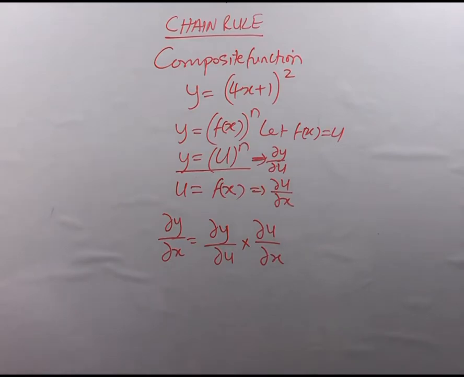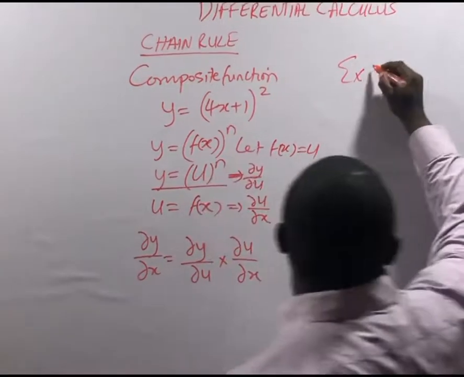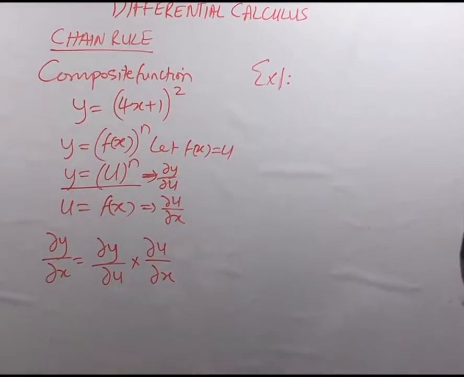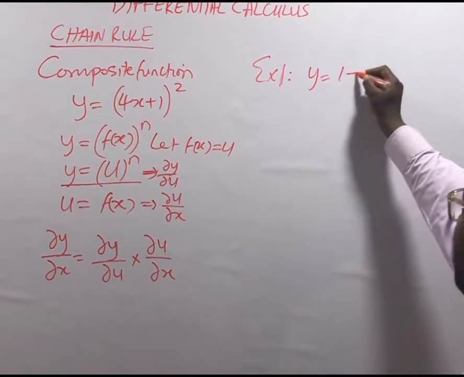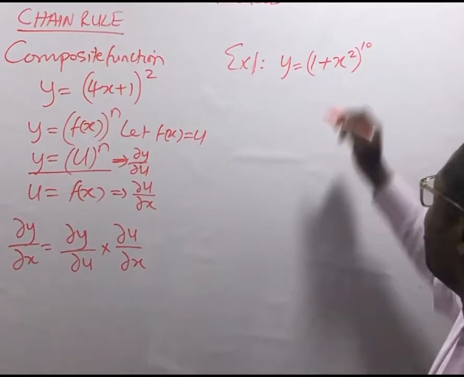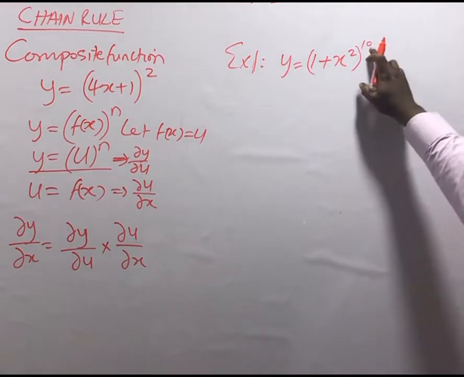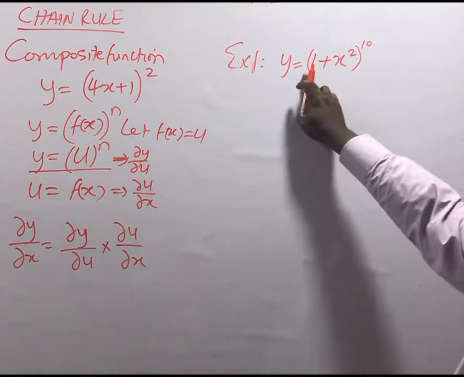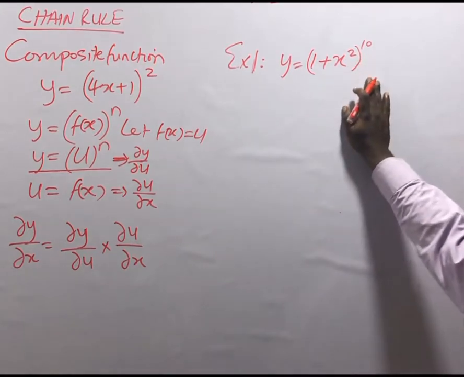Let's look at an example. So let's look up here, example 1 of the chain rule. And I have an interesting question here. I say y is equal to 1 plus x raised to power 2, all raised to power 10. Now, how do you solve this? Since you know differential calculus, do you just put 10 here, and minus 1 will mean 9, and that's the answer? No, that's not the case.